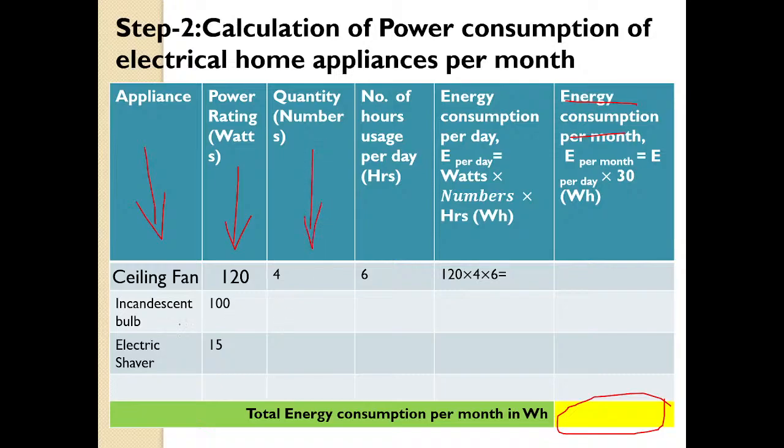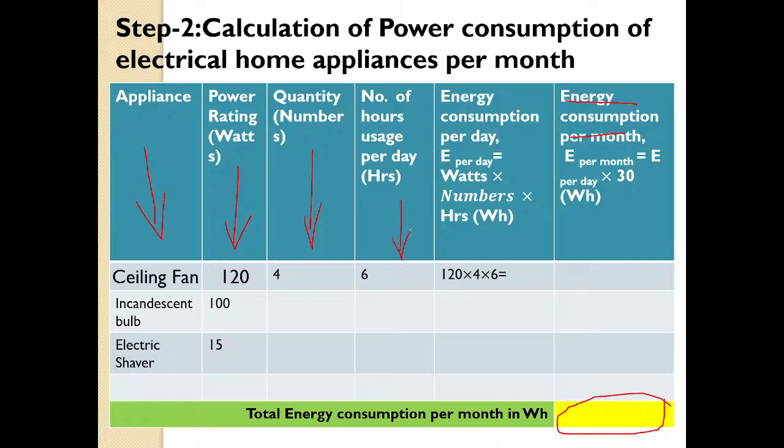In the third column, write down how many ceiling fans are there in your house, how many bulbs are there, how many electric shavers. Usually electric shavers will be one or two, maybe. So it depends on what electrical apparatus are available in your house. Write down how many are there. After that, how many hours they are being turned on.